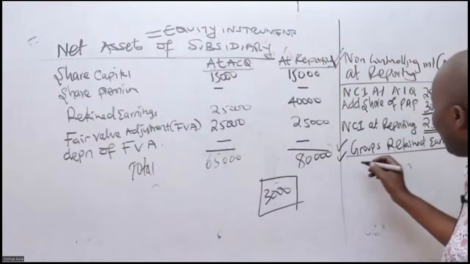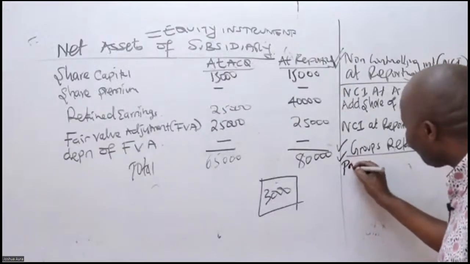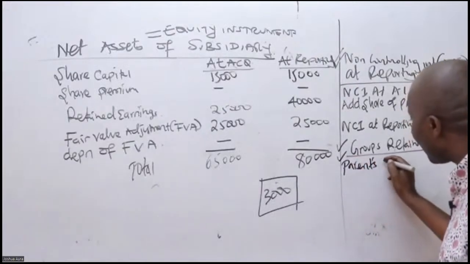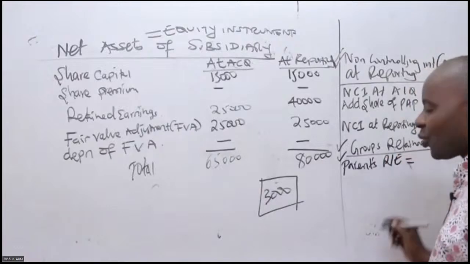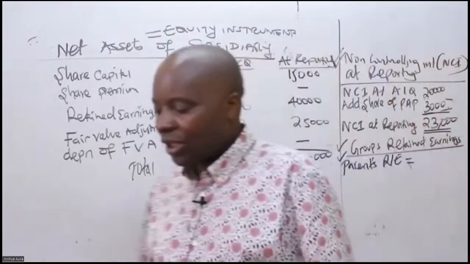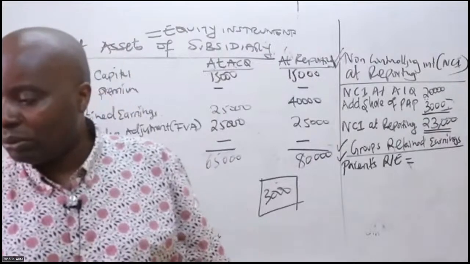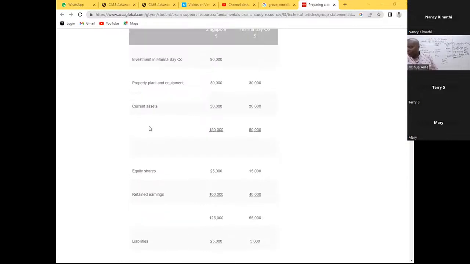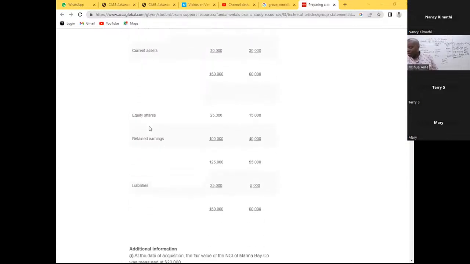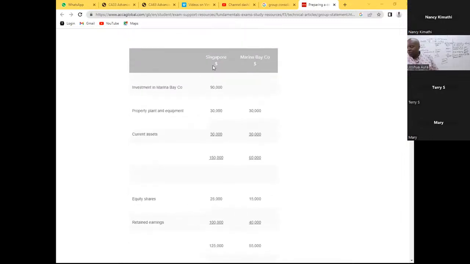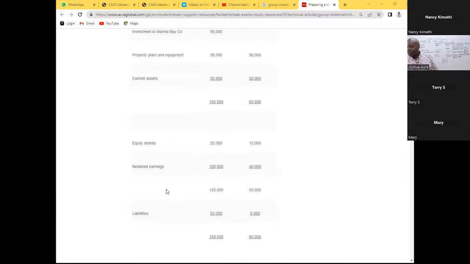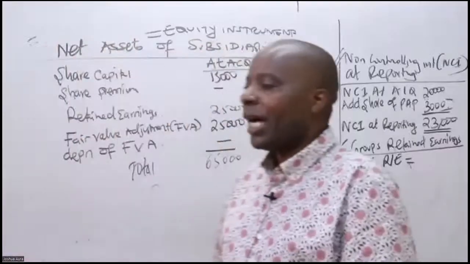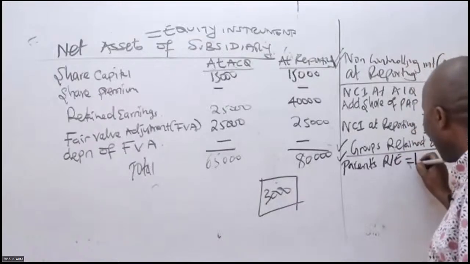Great. So, the group's retained earnings. Now you come and give us here the parent's retained earnings. Are you able to see the parent's retained earnings? The parent is called Singapore. You can see the parent here. Singapore has what retained earnings? 100,000. So the retained earnings of the parent is 100,000.